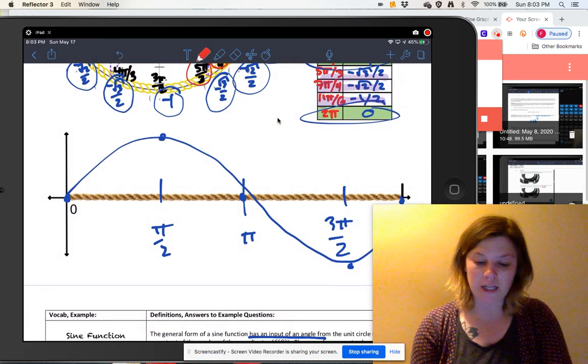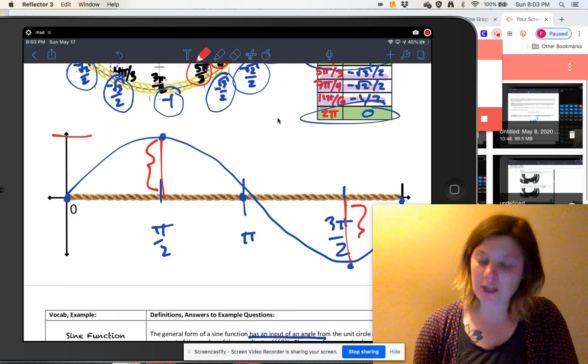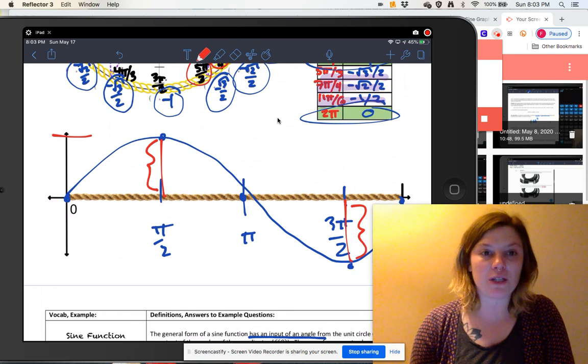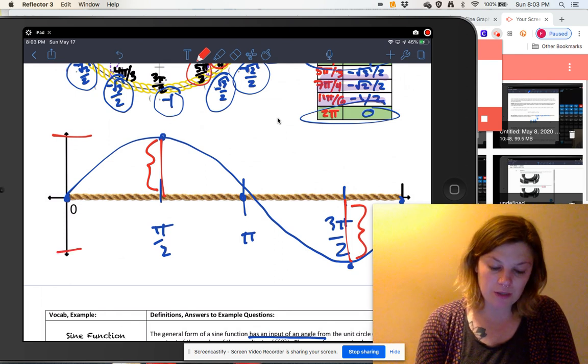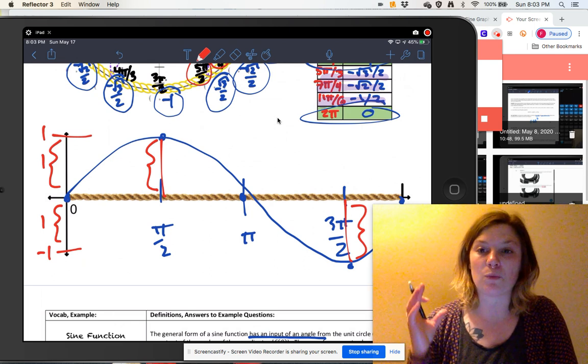This is the parent function of sine. That distance is whatever this distance is here and here. They will be the same because of the symmetry of the unit circle. And so this is 1 and this is -1. So the distance is 1. And so we would say the amplitude of this graph is 1.